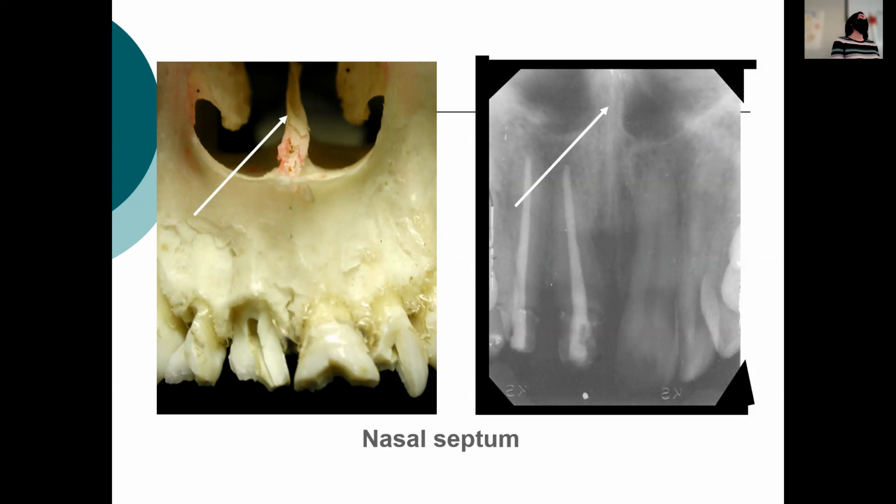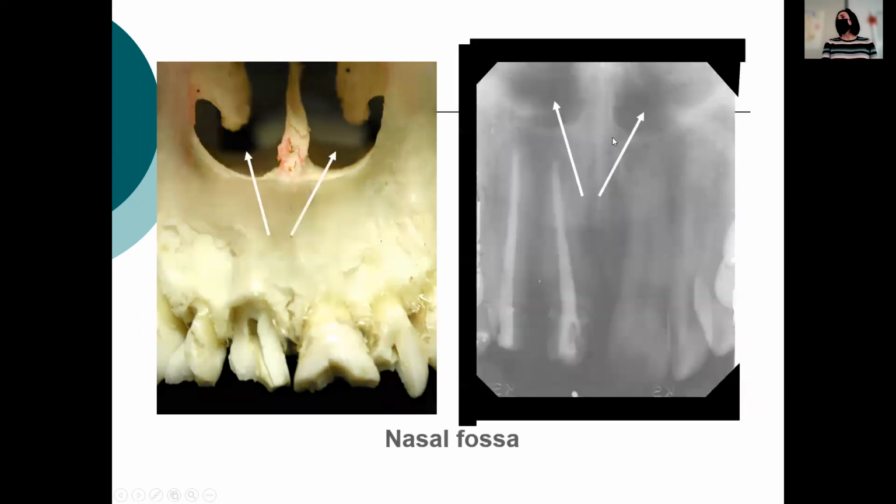But usually I try and get an image where whatever I'm asking you to see really jumps out. You can see the fossa on either side because it's radiolucent, and then the anterior spine would be down here, on the skull, on the radiograph.